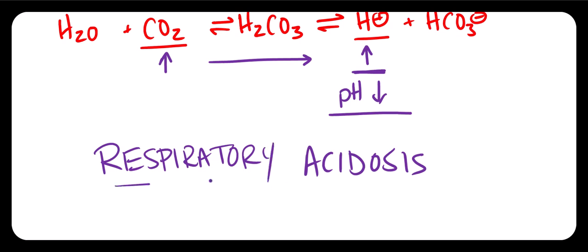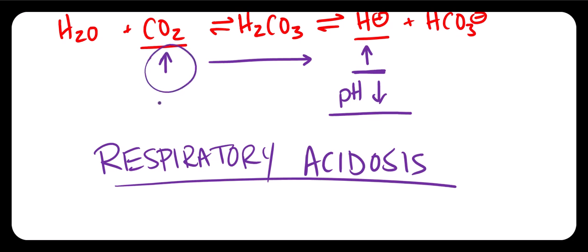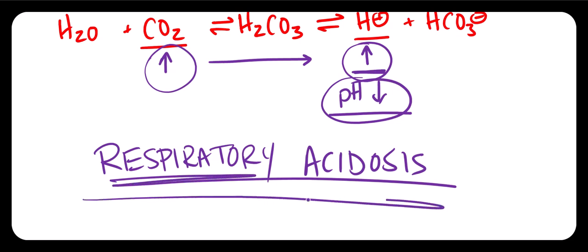So what do I have? I have respiratory acidosis. So what caused my respiratory acidosis? I had an increased carbon dioxide concentration that caused an increase in my hydrogen ion concentration that caused a decrease in my pH. I did this through a respiratory mechanism. That's what makes it respiratory acidosis. So that's our first condition, first biochem story.